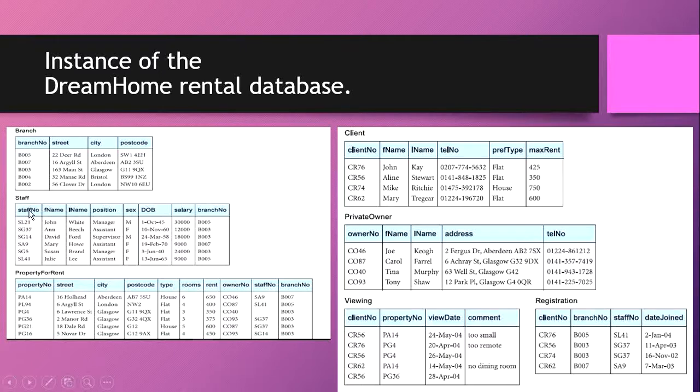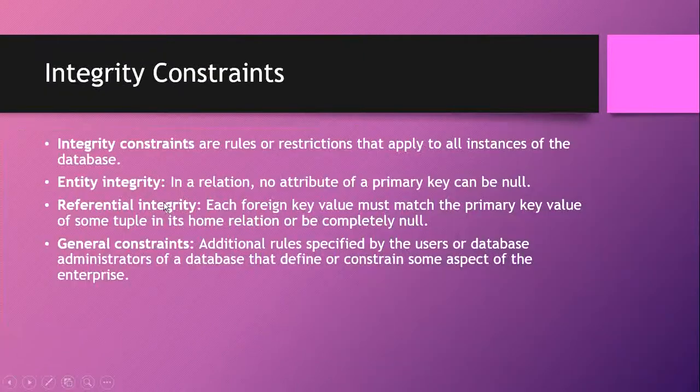Similarly, you have staff number as primary key in the staff table, and you can also see staff number in the property for rent table. All these values will be taken from the values in the table where the staff number is the primary key, because you cannot have any staff number here which doesn't exist in the staff table. So this is the referential integrity constraint or foreign key constraint.